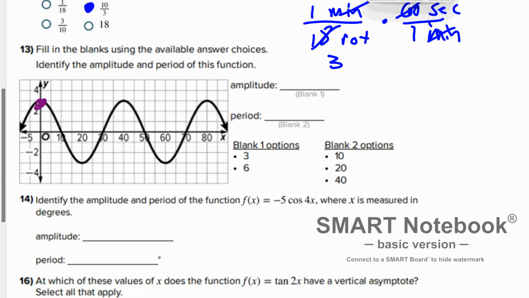Okay, period length again. Here, when does it start repeating itself? Starts here and doesn't repeat itself till it gets up here, and we can see that it switches because then it looks the same right there. So we go from 0 all the way to 40, so 40 minus 0 is 40. So there's our period length.